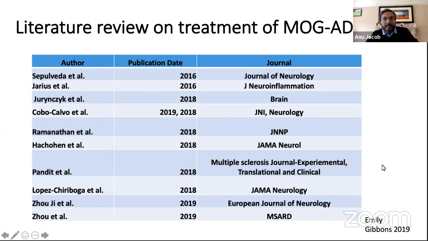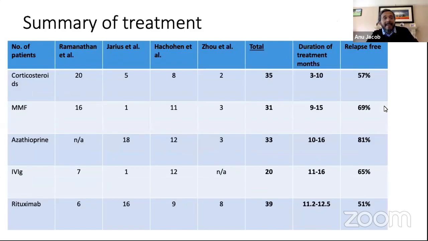Emily, my fellow, looked at all the publications in the recent past. And from articles where you could extract data, we got these 4 main studies: Ramanathan, Jarius, Hacohen, and Zhou. And the patients that were on treatment. So these are the medications: corticosteroids, mycophenolate, azathioprine, IVIG, and rituximab. This is the duration of treatment in months, the total number of patients, and how many are relapse-free on follow-up. So steroids alone, 57%, on a last follow-up of 10 months. Mycophenolate, 69%, azathioprine, 81%, IVIG is 65%, and rituximab, 51%.